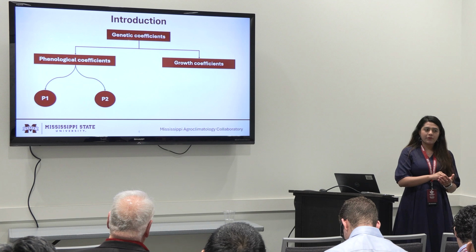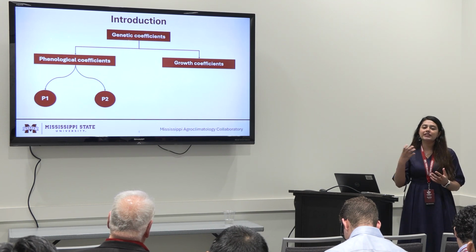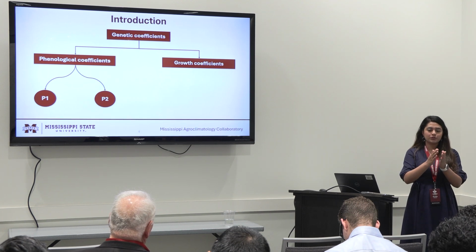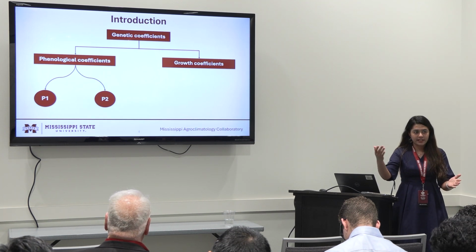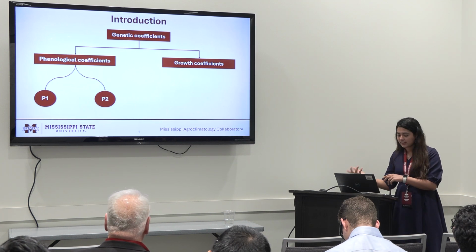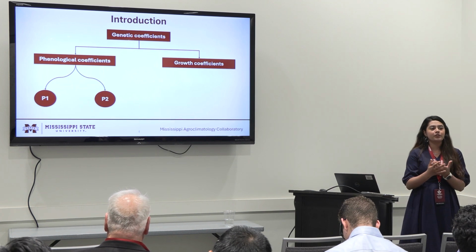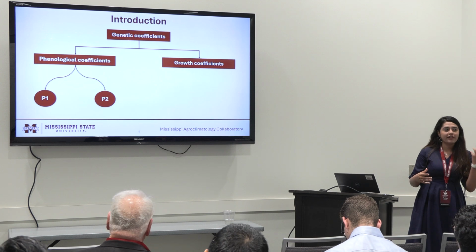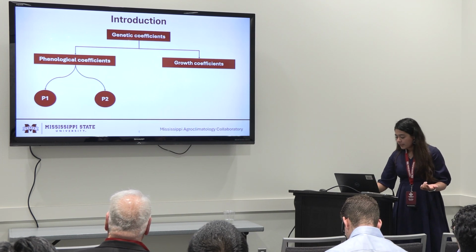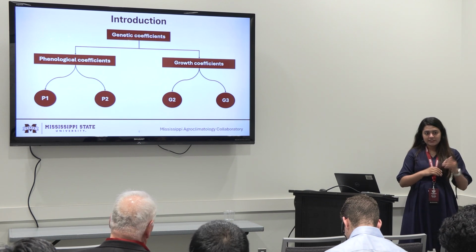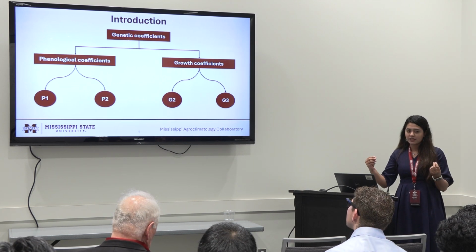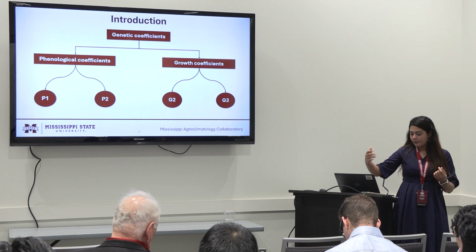So when I'm talking about growing degree days, it means how much heat is accumulated in a day and how many days it needs to transfer from one stage to another, for example, from seedling to anthesis. Anthesis in maize is tasseling and silking. P2 is the amount of photoperiod, that means the amount of light it needs to transfer from one physiological growth stage to another. We have two growth coefficients, G2 and G3. G2 is the number of seeds in a plant and G3 is the grain filling rate per day.